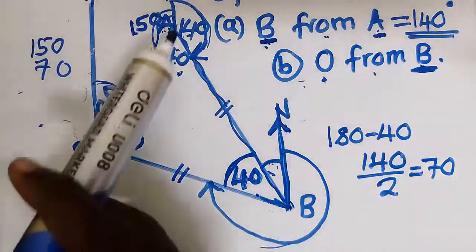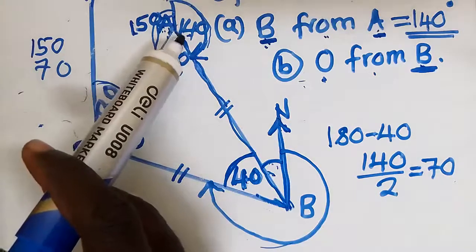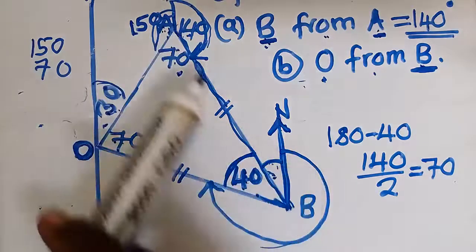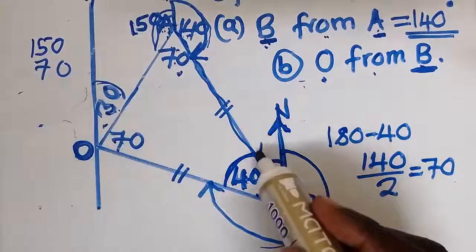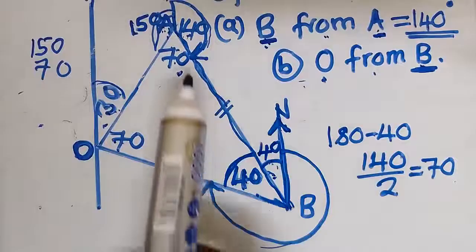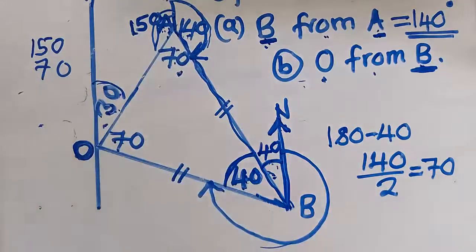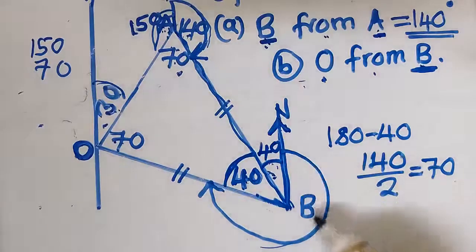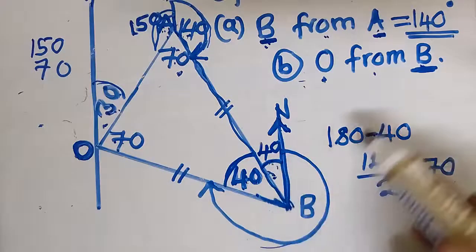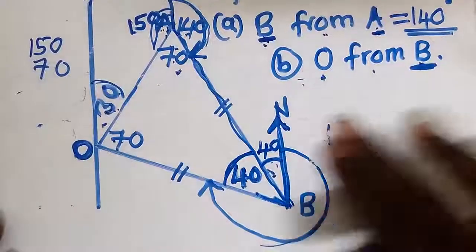Since I've got this one here, 140, then 140 plus this one, I must get 180. So I just say 180 minus 140, I'm going to get a 40 there. Such that if I say 40 plus 140, I get 180. This is what you need to understand. So then this is a complete turn now. 40 plus 40 is 80. To find this one, what we are going to do is this.